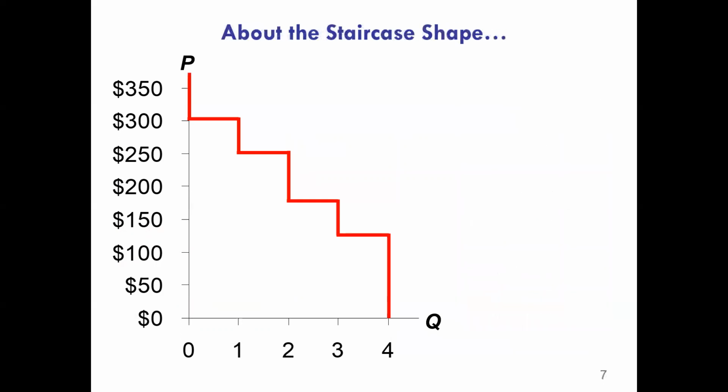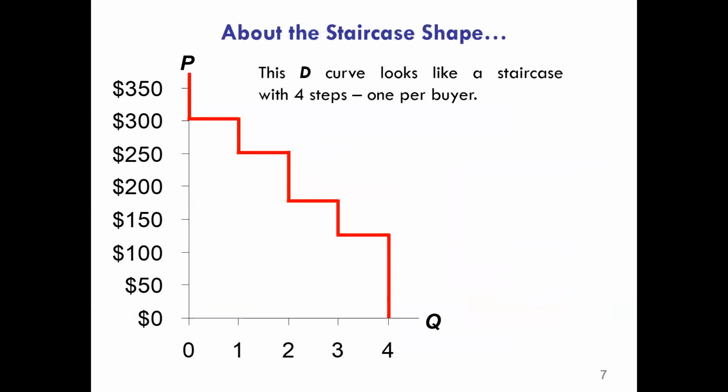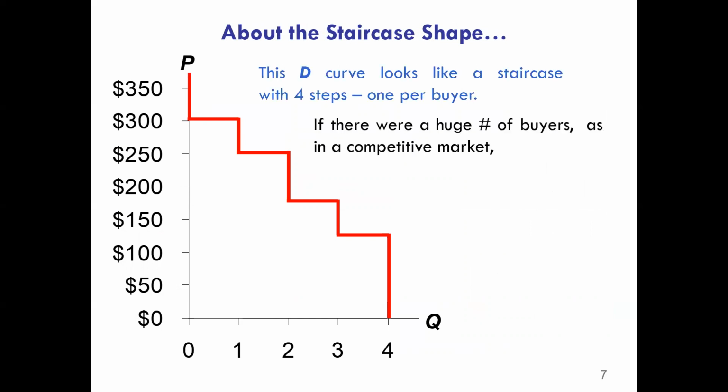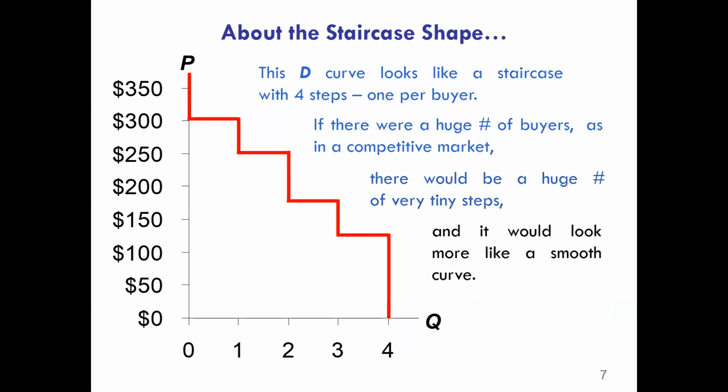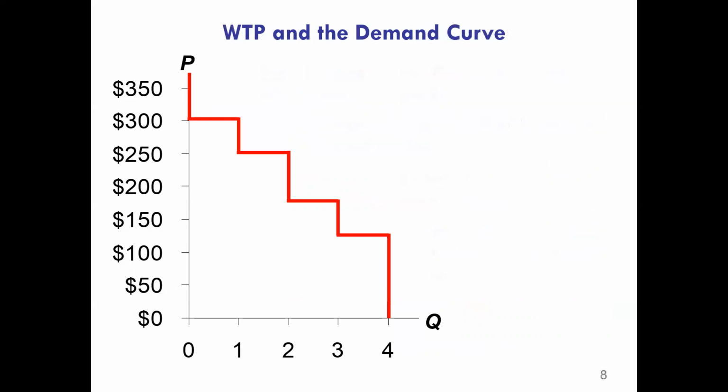So what do we see? We see that the demand curve looks like a staircase with 4 steps, 1 per buyer. So if there were a huge number of buyers, as in a competitive market, there would be a huge number of very tiny steps. And it would look more like a smooth curve instead of the steps.